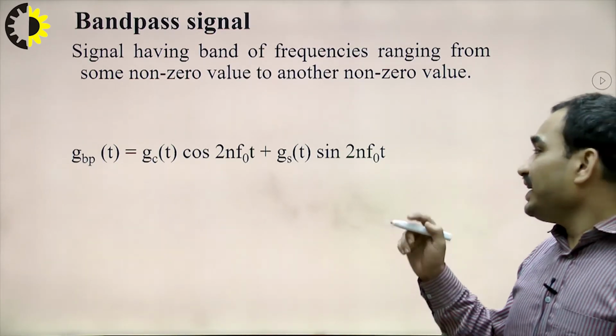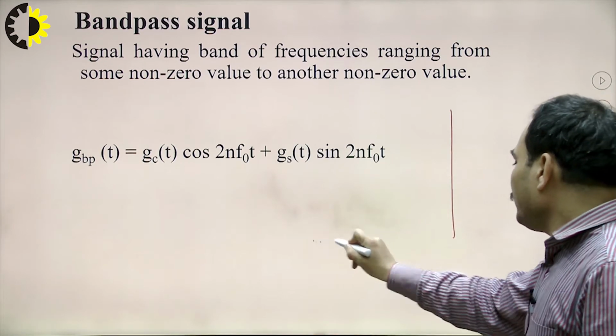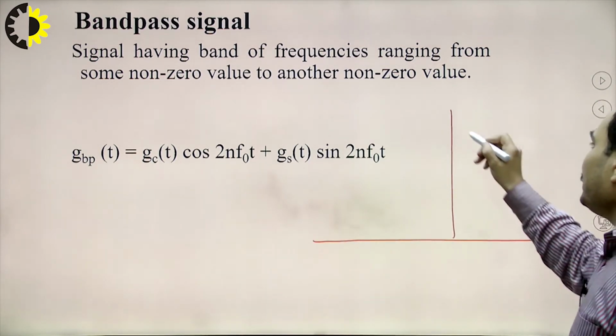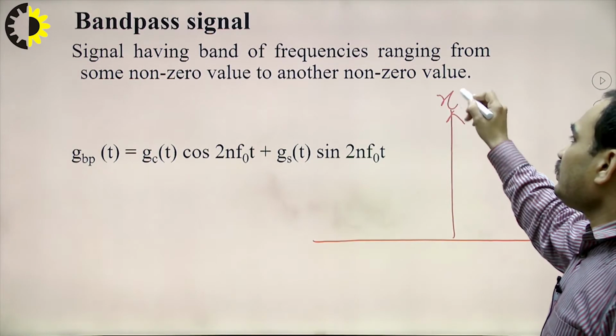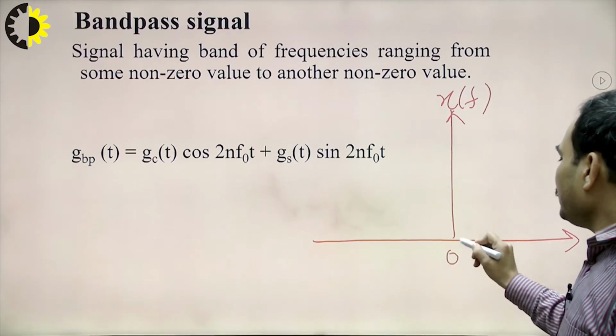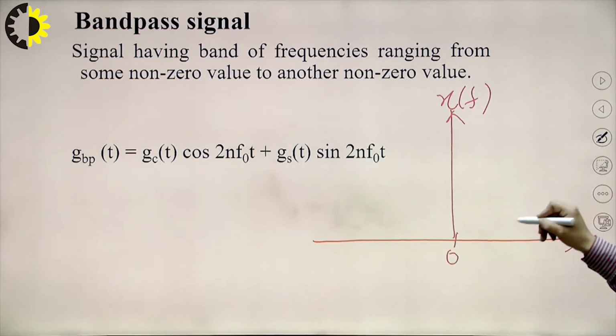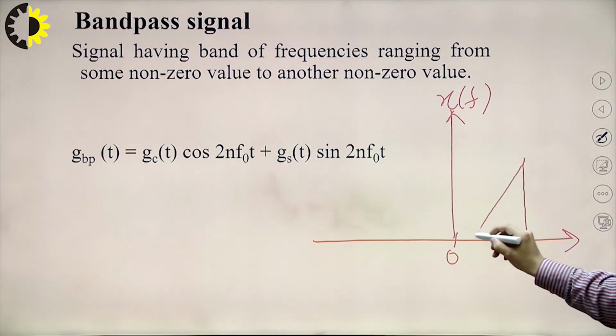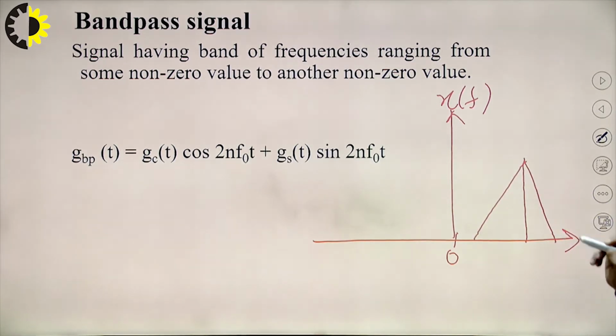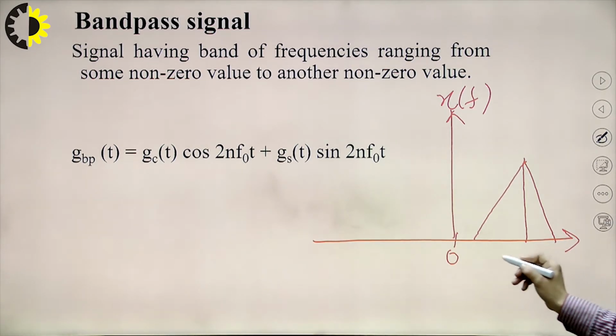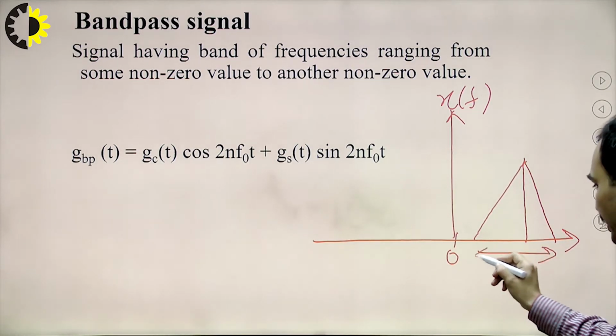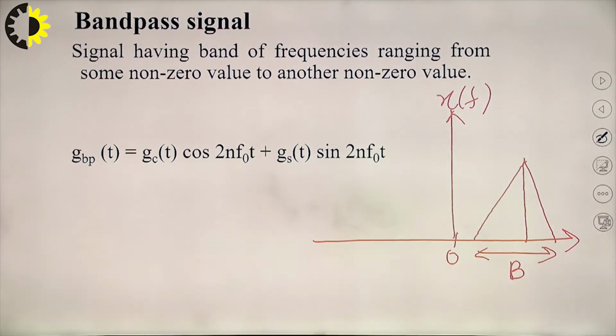So it means that if we are considering the frequency domain, it doesn't start from 0. So where it is starting, it has a range from a non-zero value to a non-zero value. So this range will be the bandwidth. The complete range will be nothing but the bandwidth of the band pass signal.